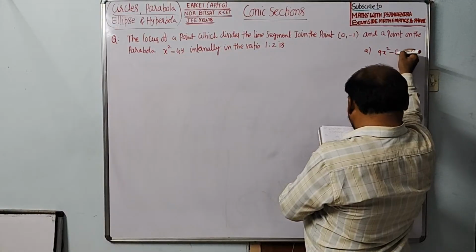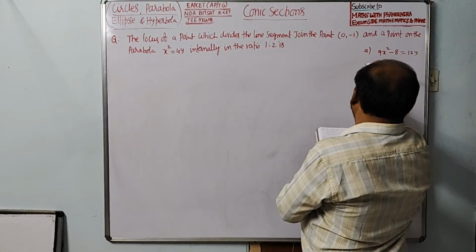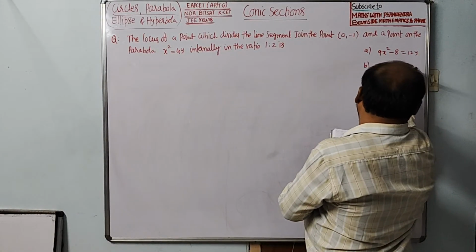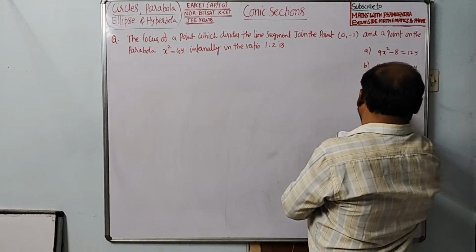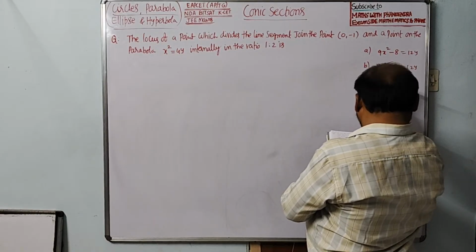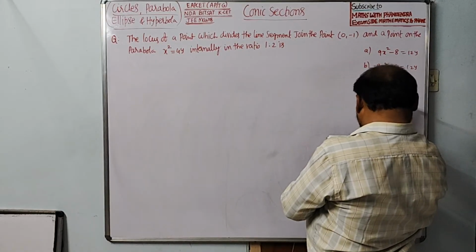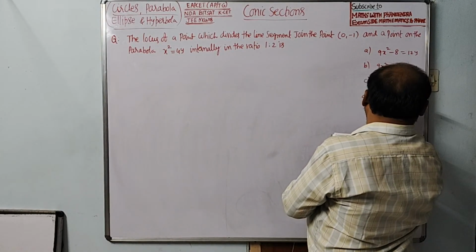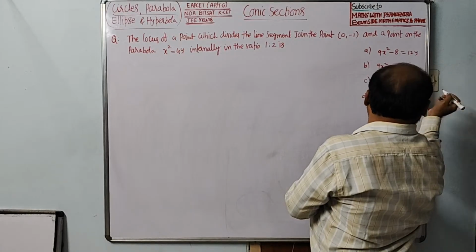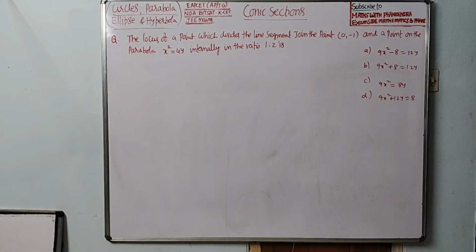9x square minus 8 equal to 12y. 9x square plus 8 equal to 12y. 9x square equal to 8y. 9x square plus 12y is equal to 8. So these are the options, dear students.